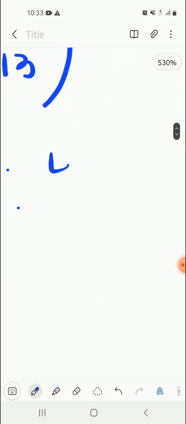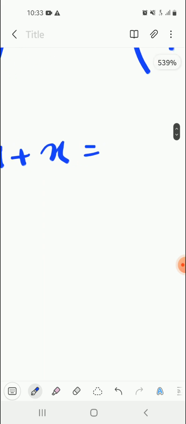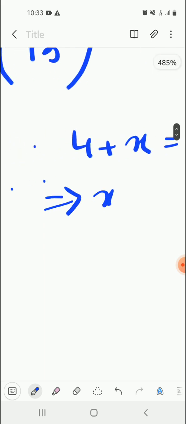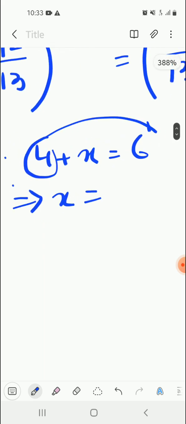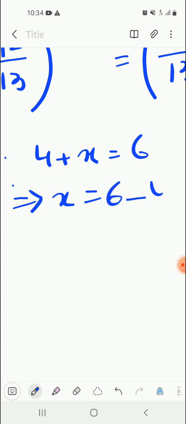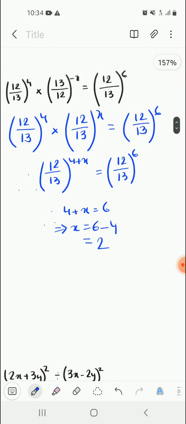Therefore, we can say that 4 + x is equal to 6, which comes down to x is equal to, we'll take the 4 to the other side. So plus 4 becomes minus 4. So 6 minus 4 becomes 2. So the answer is 2.